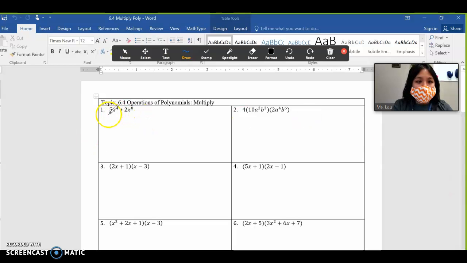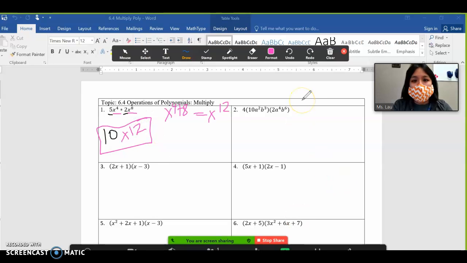Okay, so this is exactly what we did last time. We're just multiplying, so 5 times 2 is 10, and then x to the 4th times x to the 8th. You're going to add those exponents together. So that is x to the 12th. So we have 10x to the 12th. Okay? You can just go ahead and write that right in the Go Formative box.